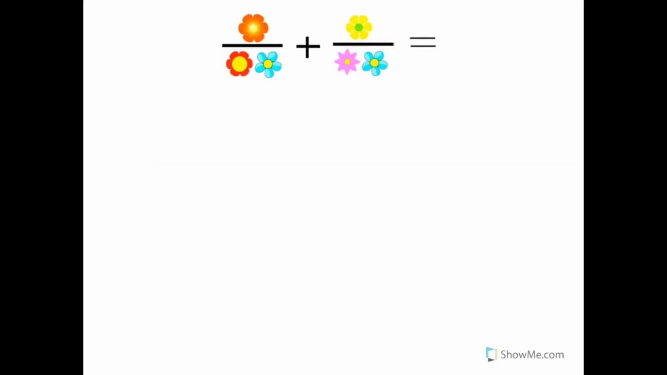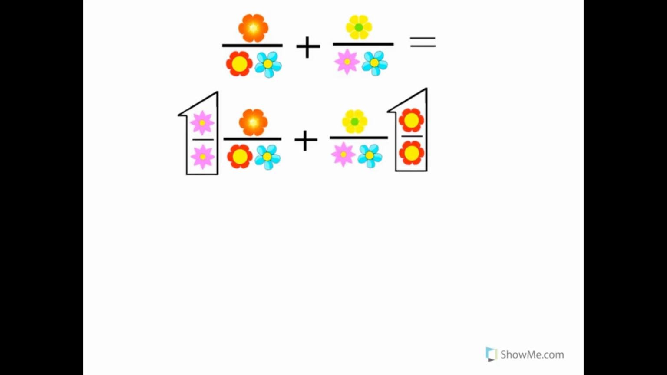Now, it doesn't matter what kind of factors I start with. On the bottom here, I have red flower times blue flower, plus, and then on the bottom of the next fraction, pink flower times blue flower. It doesn't matter what the factors are, the whole denominator has to match. Since the first denominator has no pink flower, I multiply by pink flower over pink flower. And since the second denominator has no red flower, I multiply by red flower over red flower.